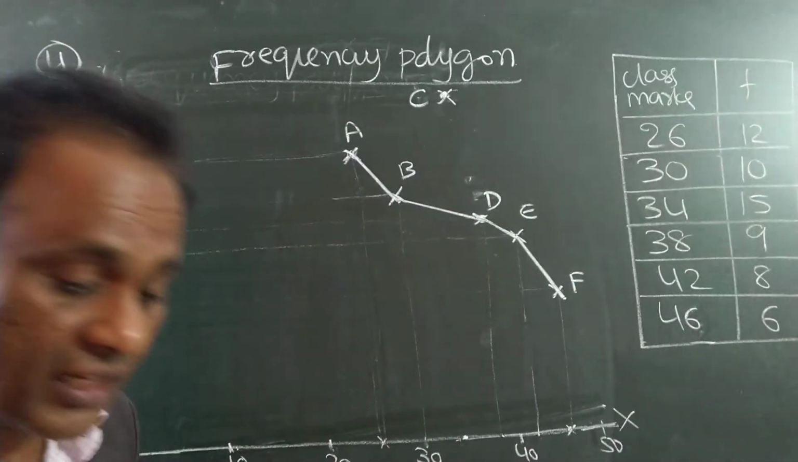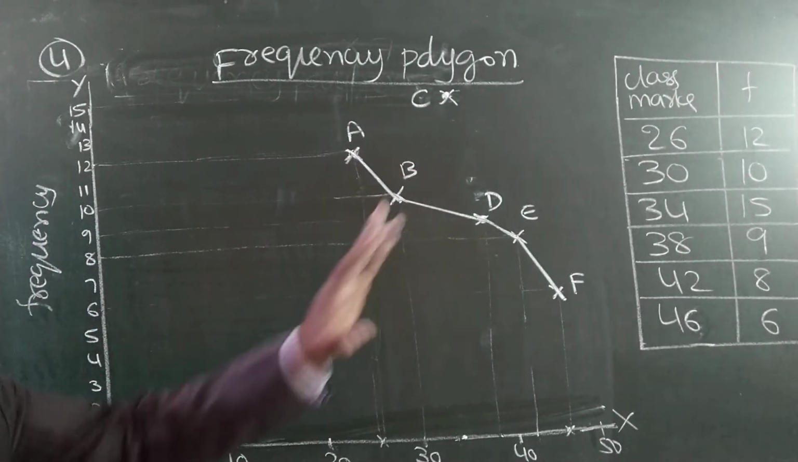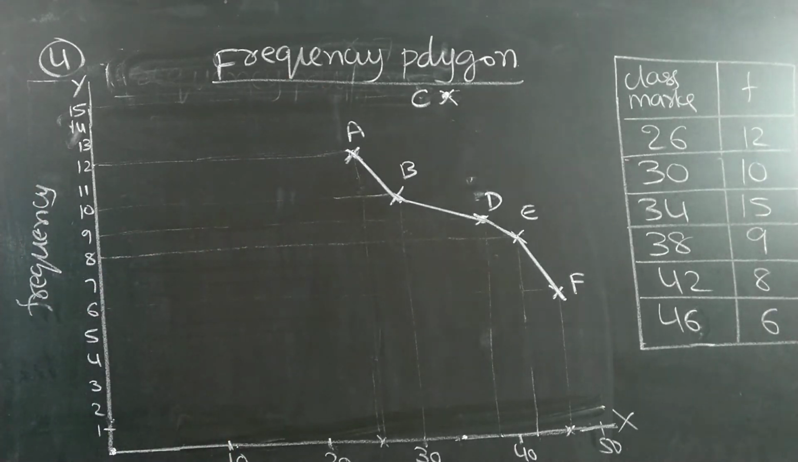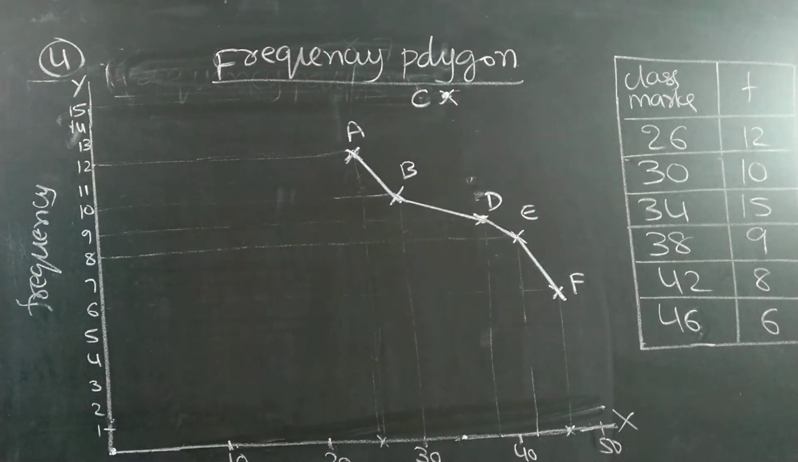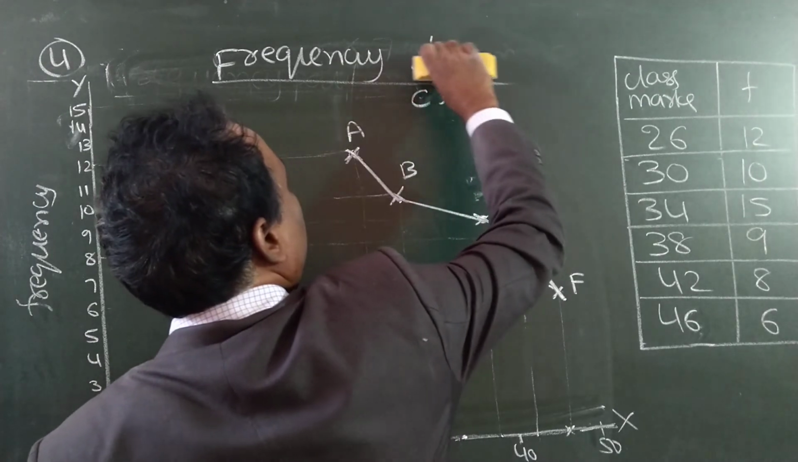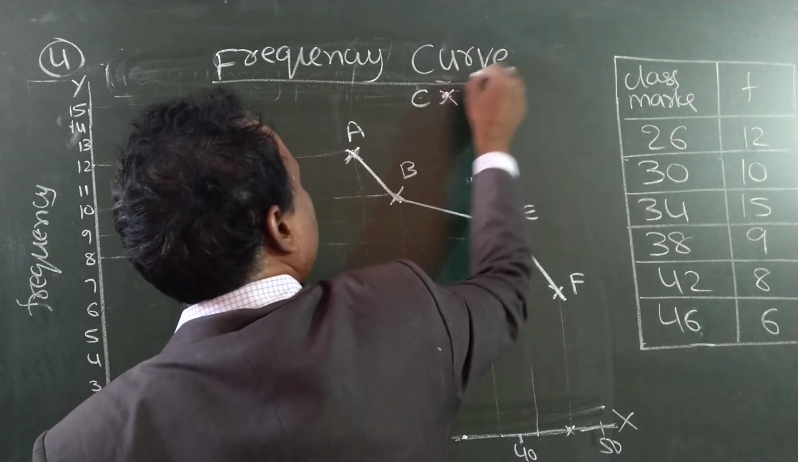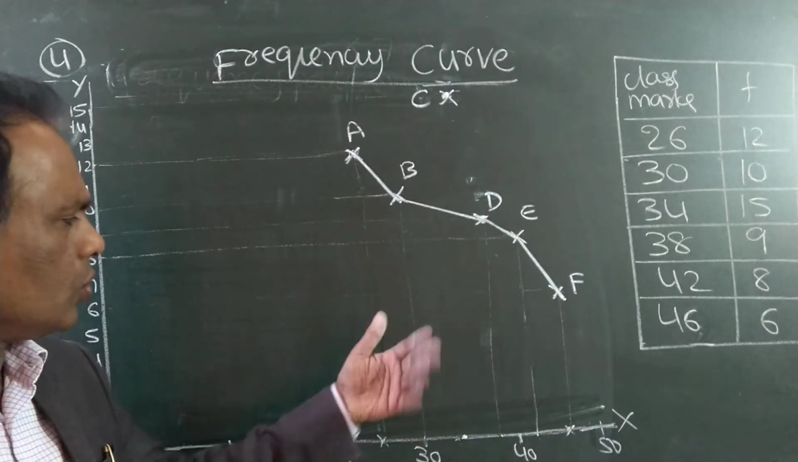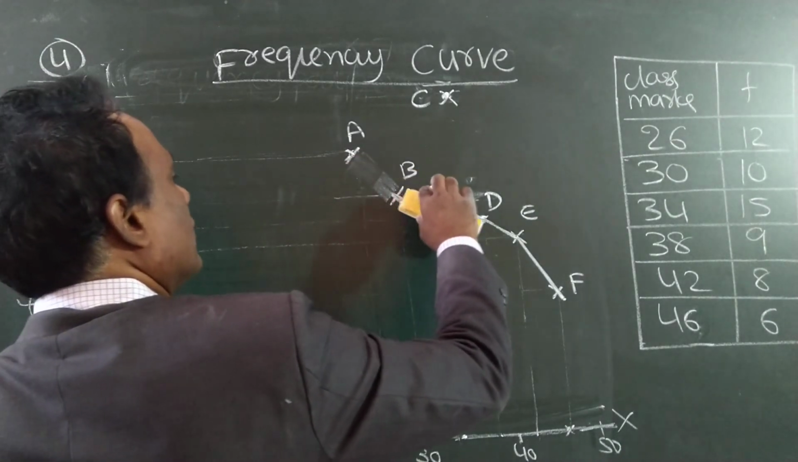Students, you read the question. In the same fourth question, for this data, 2 questions are asked: frequency polygon and frequency curve. For the same data, frequency polygon is over. Now I will draw the frequency curve, again on separate paper, students. I will rub this because you do it afterwards. You will watch that video once again and you do it.